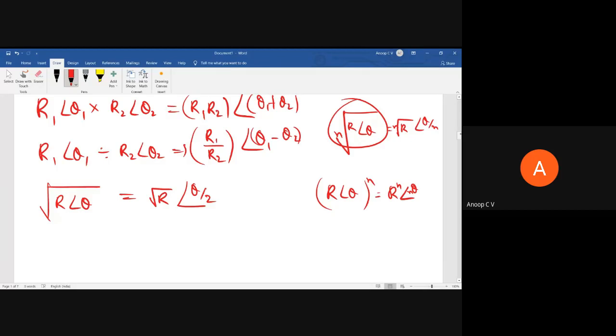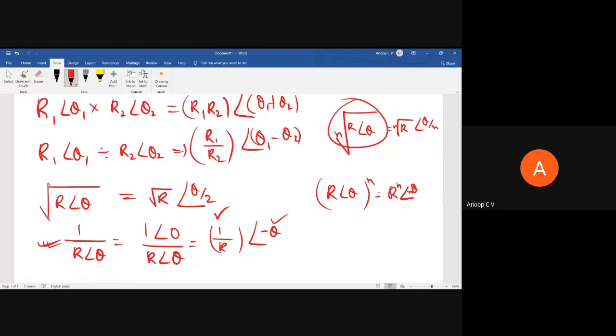And one more thing I wanted to ask: what about 1 by r angle theta, the inverse of this? This 1 by r angle theta is nothing but 1 angle 0 divided by r angle theta. So it becomes a division. The magnitude will be 1 by r, and the angle will be 0 minus theta, that is minus theta. You should be comfortable with these things, especially when we are dealing with the Smith chart and all. So these ideas are required.